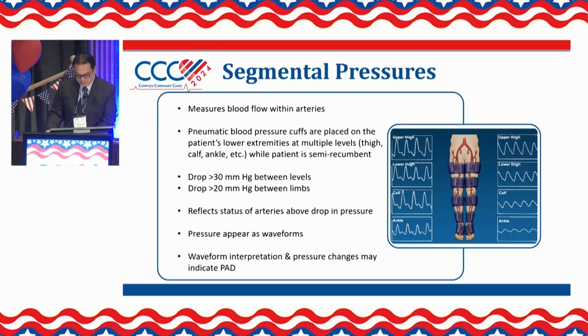In addition to ABIs, we could also perform segmental pressures, which is a test that measures blood flow within the arteries. As you can see here with the illustration, the patient is wrapped with pneumatic blood pressure cuffs in different areas of the lower extremity. And those cuffs ascertain pressures between the levels of the cuffs and between the levels of the extremity. So greater than 30 millimeters of mercury of drop between the levels may indicate PAD. And anything greater than 20 millimeters of mercury of pressure between the limbs may indicate one limb is more severe than the other.